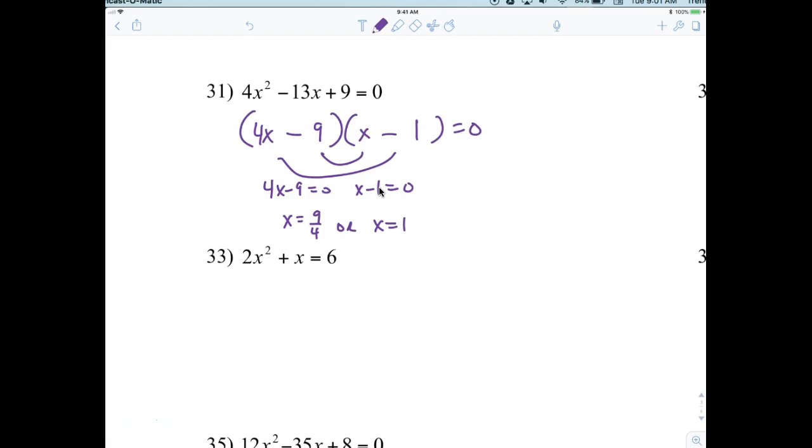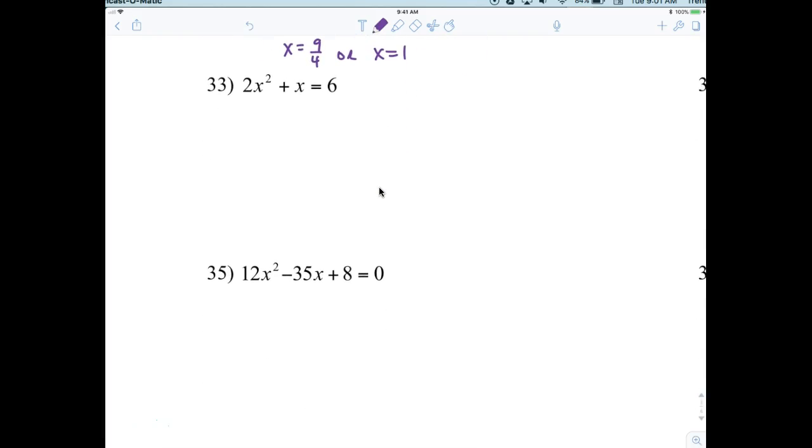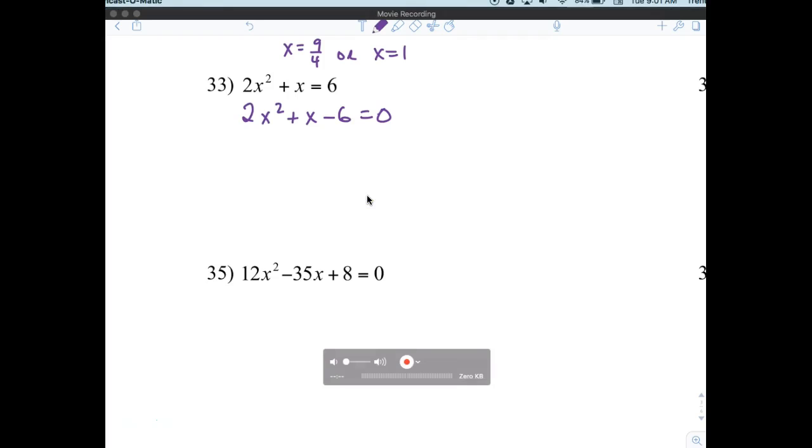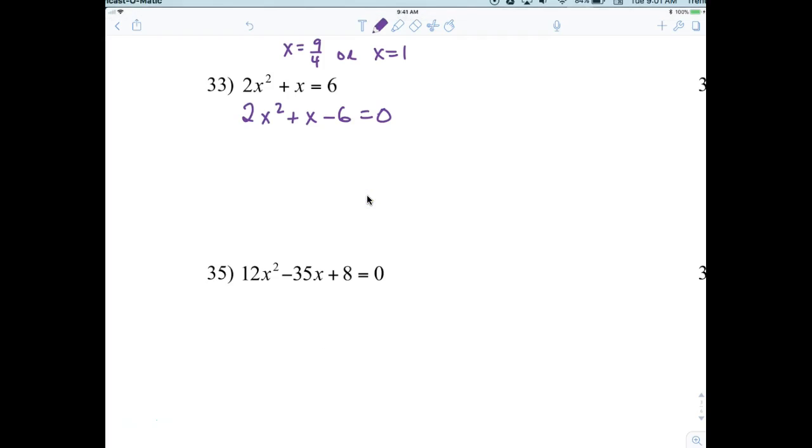All right, somebody tell me what's wrong with 33. Right, it's not set equal to 0. So the only thing you have to do now is make it equal to 0 by moving the 6 over. So it's not a big deal. It would just be 2x squared plus x minus 6 equals 0. All right? Because it's positive 6 on the right. Move it to the left, it's negative.